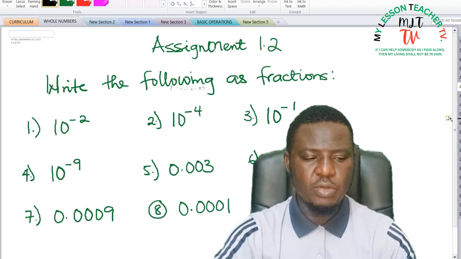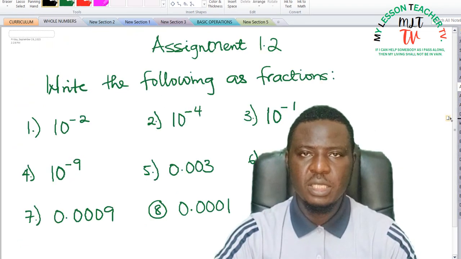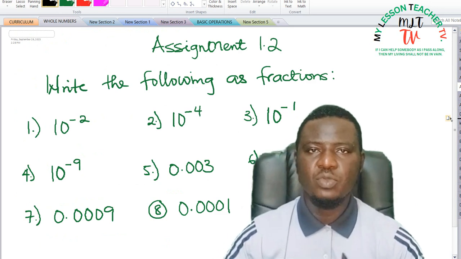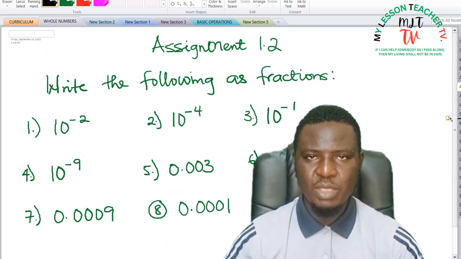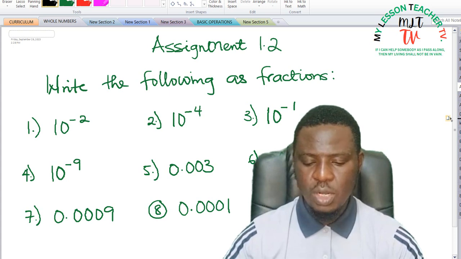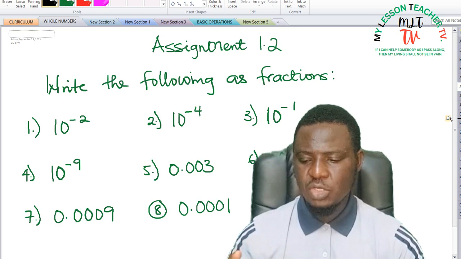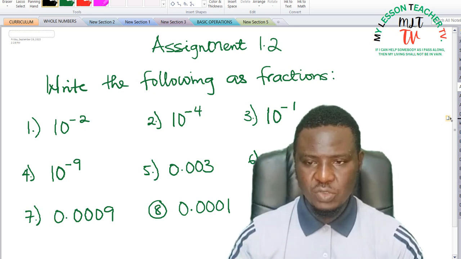That brings us to the end of today's class. In today's class, I have been able to explain to you how to express decimal numbers in standard form. But before we go, I shall leave you with an assignment which you are to do and submit in the comment section. The assignment said you should write the following as fractions.